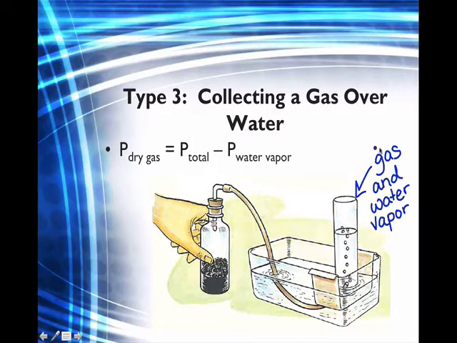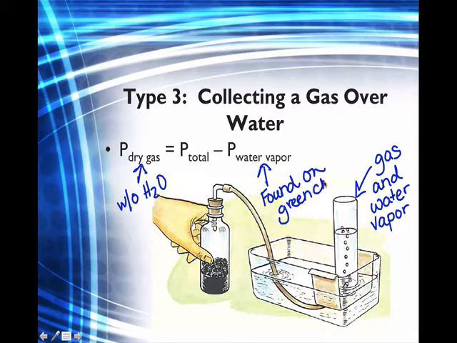So in order to find the pressure of what they call the dry gas, meaning without water, we take the pressure total that we know and we subtract out the pressure of the water vapor. And the pressure of the water vapor is found on your green paper that you have, the green paper of partial pressures. So it's found on the green chart, and you look it up by the temperature. So if we were collecting gas and the temperature of the water was 25 degrees Celsius, you would go to where it says 25 degrees Celsius on that green paper, and you would look for the water vapor pressure that they give you.